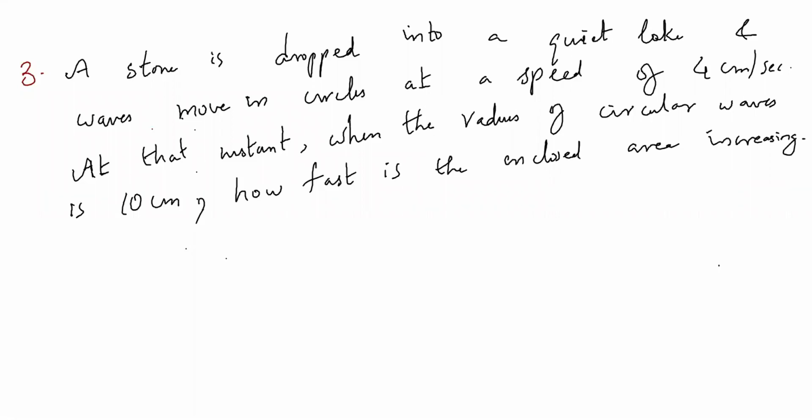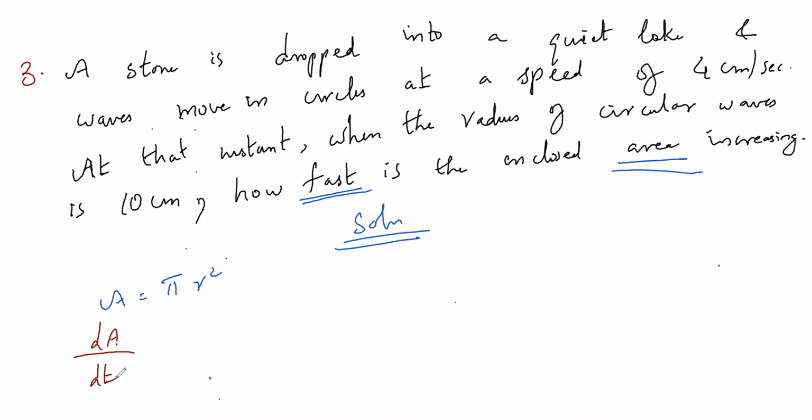One is area. So first thing is write down the solution, just write it down blindly. One is what? Area of a circle, pi r square. Correct? Now how fast is it? Enclosed area increasing. So they are asking us how fast, and area. Which means they're asking us area with respect to time. So we have to find what? dA by dt. dA by dt.